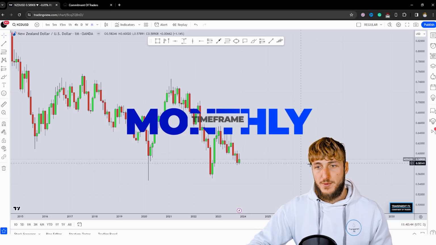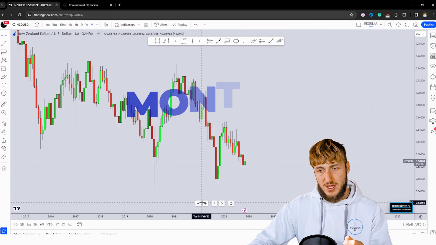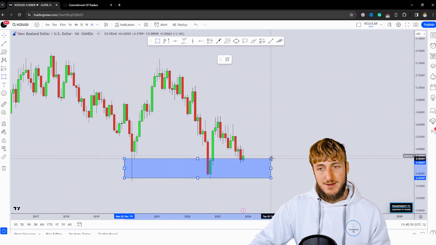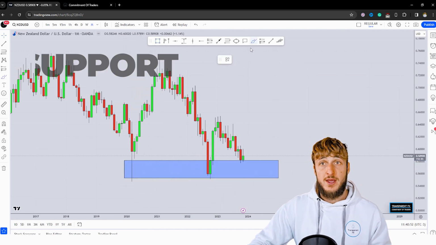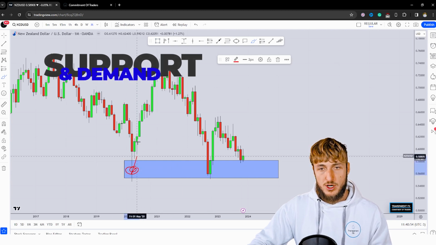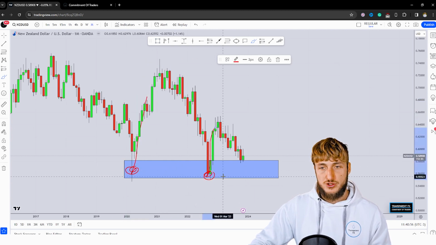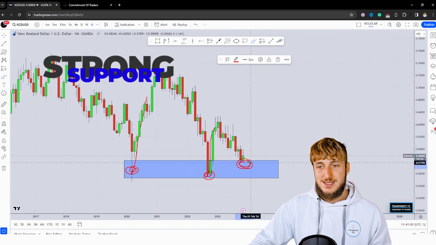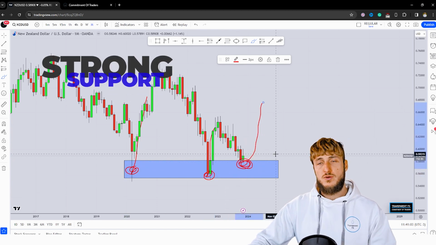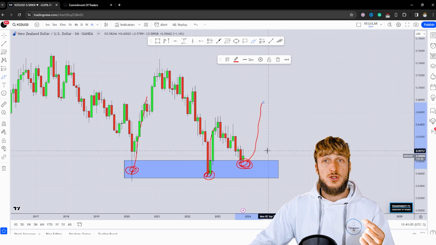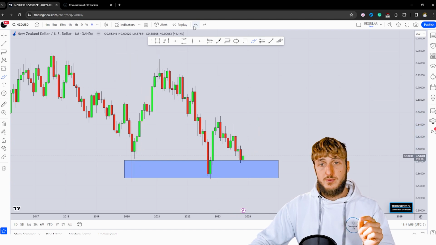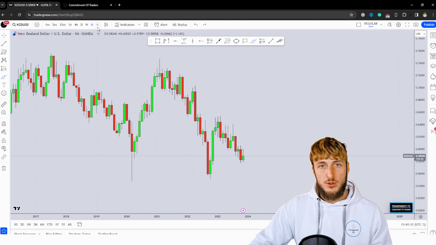Now, starting from the monthly time frame, what we can see is that we have a market which at the moment is testing a quite significant level of monthly demand and support. In fact, from here, all these previous rejections to the upside were created. At the moment, we have a market which is testing the exact same zone from which there is definitely the possibility to see a potential rejection to the upside away from this level. So on the monthly, everything looks very bullish.